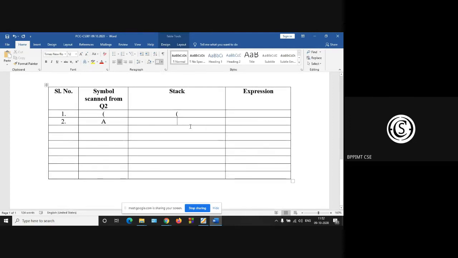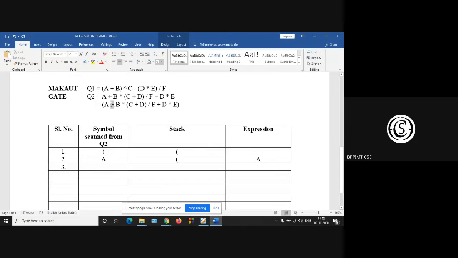Okay. So write A here in the expression. So this will be the opening bracket. Number 3. So number 3 is plus. As this is the operator, we have to put this operator in the stack. This is not an operand. We have to put this operator in the stack.